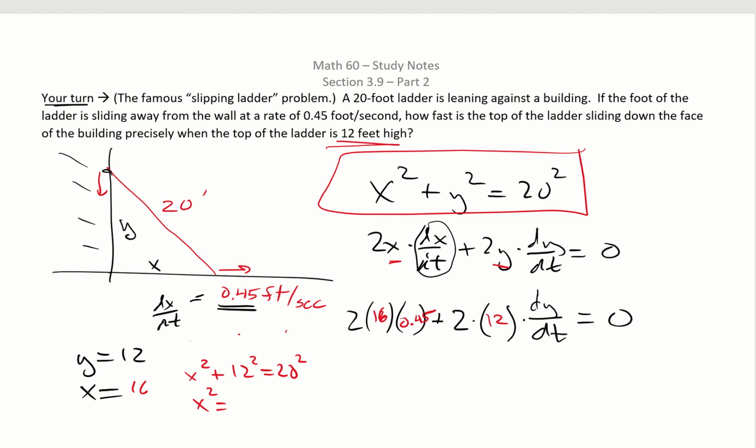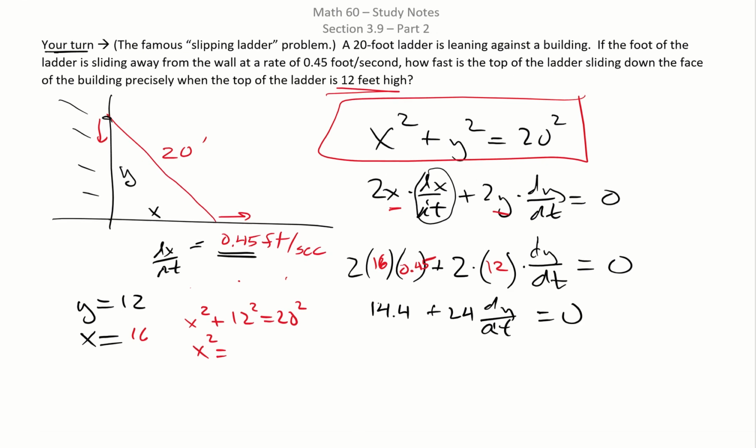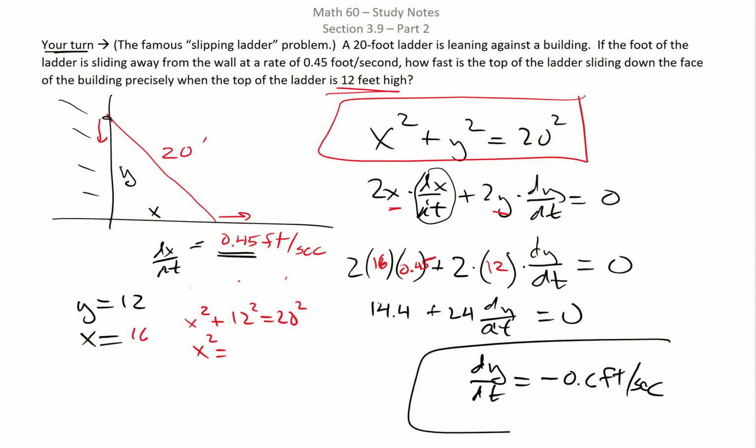For example, this turns out to be 14.4, and of course, plus 24 dy/dt is equal to 0. The cool thing about it is you would expect it to be negative, that y is decreasing, and in fact, that's what you get. You get a negative value. For this one, I got minus 0.6 foot per second. That's the answer.